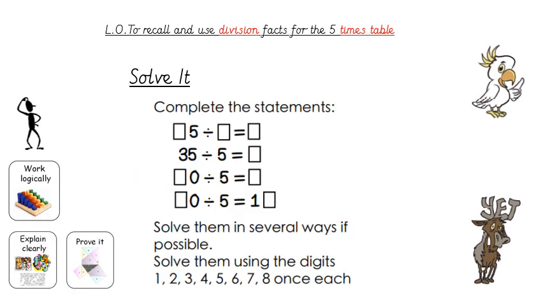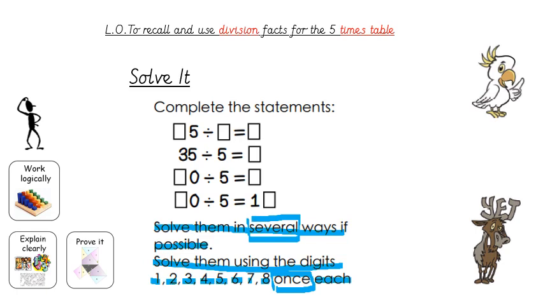So here is a solve it. And what you have to do is you have to complete the statements. So we're going to solve, and then afterwards you can solve them in several ways possible. And then, this is the challenge, solve them using the digits 1, 2, 3, 4, 5, 6, 7, and 8, only once each. That's the most important thing. So you can do the solve it, just complete it, then you can see if you can solve it in several ways, so different ways, and then you can see if you can solve it using these digits, but only once each.